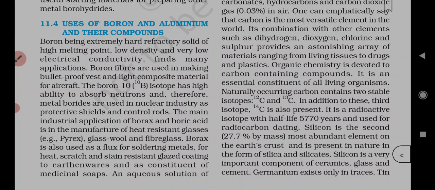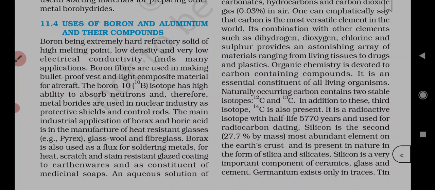The boron 10 isotope has high ability to absorb neutrons. Boron 10 is about around 20%, while boron 11 is most common.